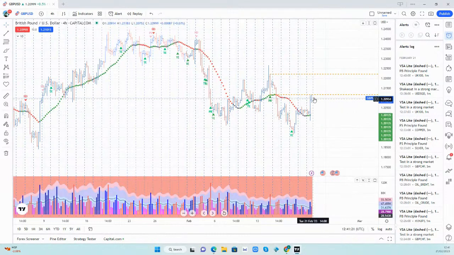But if it does continue to push up above this trigger line, which is 1.2222 level, and you get continuous strength behind you, and then you get a test or a shakeout appearing, or the two together, then yes, we might be able to look for a long position. But I really don't see that happening in the pound.